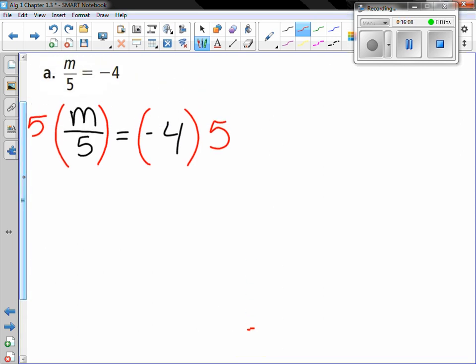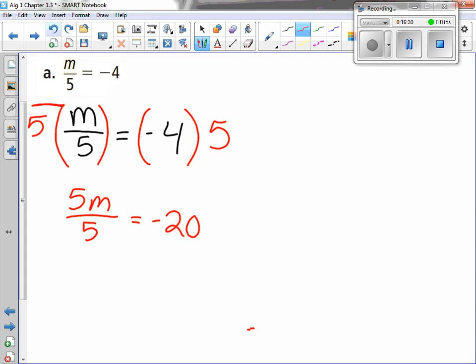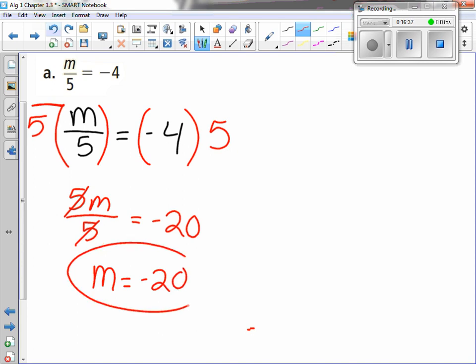Now, once we get used to this, I'm going to just cross these out, because really we could do this here and get m. But for now, what I'm going to say is we multiply by the top. The 5 and m multiply. So we get 5m over 5 is equal to, well, -4 times 5 is -20. Here, 5 over 5 simplifies, leaving me with m is equal to -20. And that's all we have to do here.